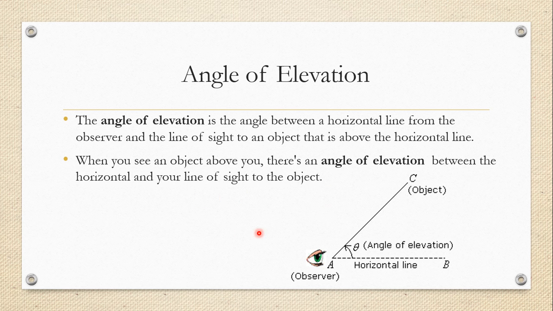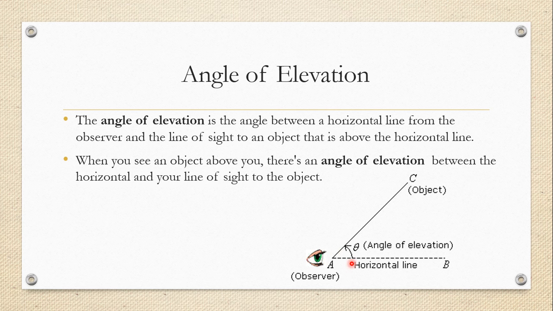For example, you are the observer, this is your eye, and this is the horizontal line. This is the line of horizon. This is also called the horizontal line. This AB is the horizontal line, and there is a line of sight. This AC is the line of sight. That is the line made from your eye to the object, that is the line of sight.